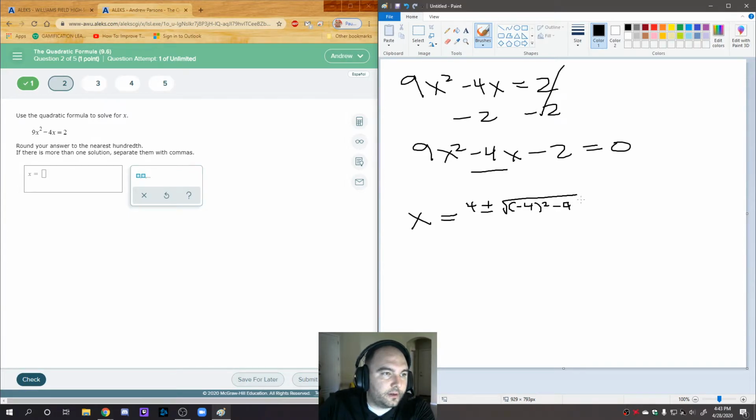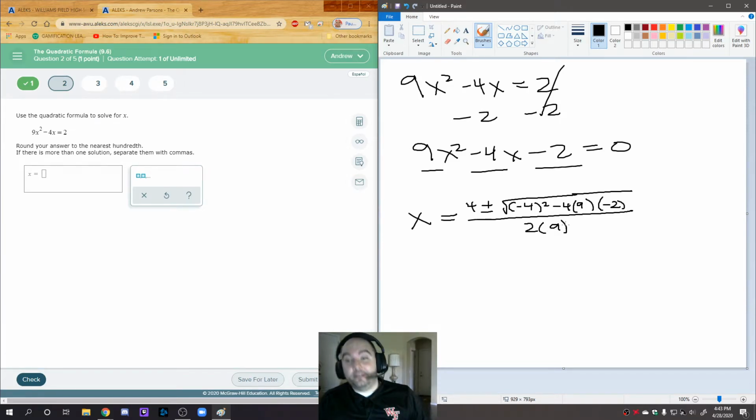Minus 4, let's make that 4 nice. 4 times a, in this case a is 9, times c, in this case c is negative 2. Here are my numbers, I'm just underlining them to show you. All over 2 times a, which is 9. There you go. Now, this is me just showing you, this is all you have to do.